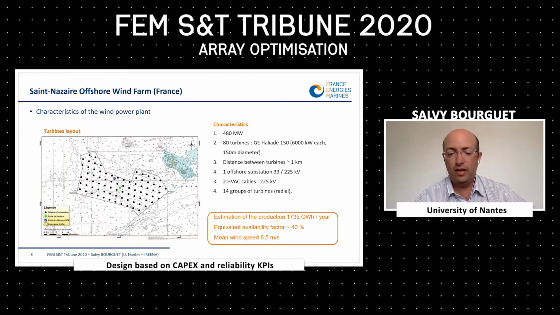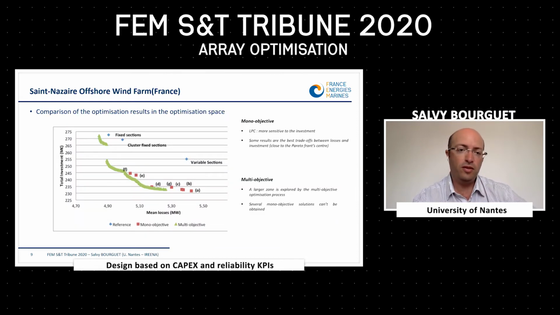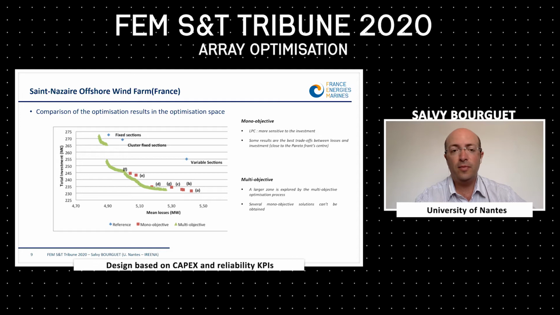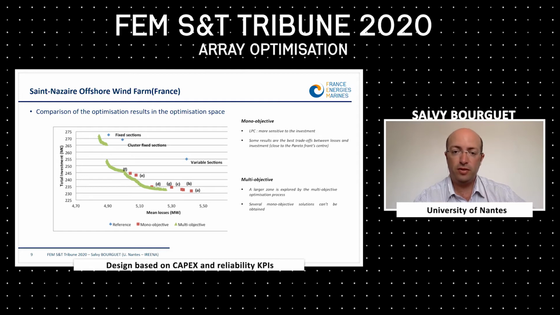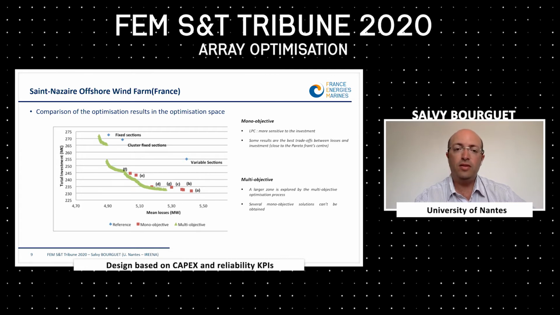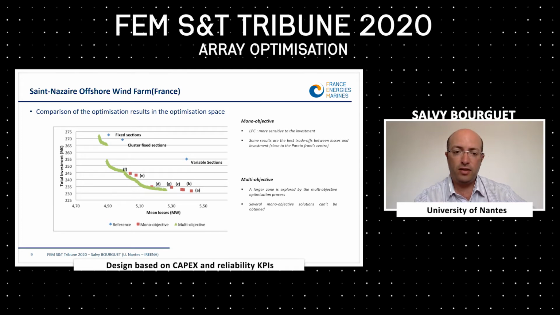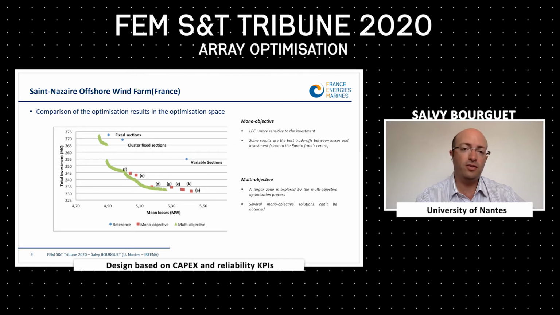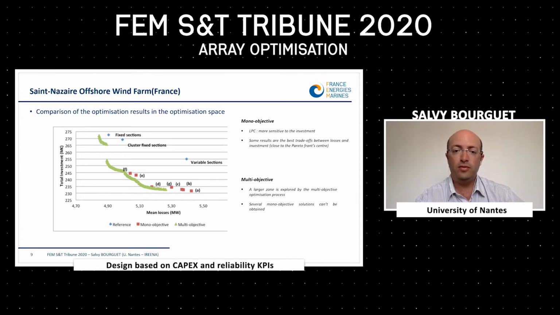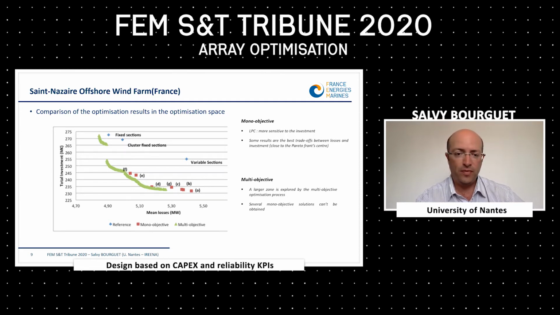If we switch to what we obtain with the optimization process, if we look at the different results we can see here in the frame of mean losses on the x-axis and total investment on the y-axis, we can see a comparison of the optimization results in this optimization space. For instance, the blue points represent the reference architecture with different assumptions on fixed sections of the cable or cluster, fixed sections or variable sections. Those 3 points are moving in the space, but they are defining what we can expect from this architecture for now.